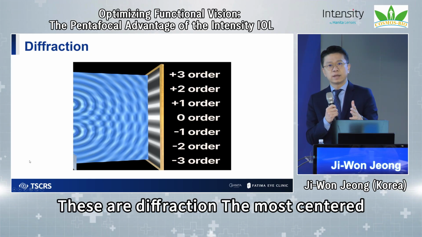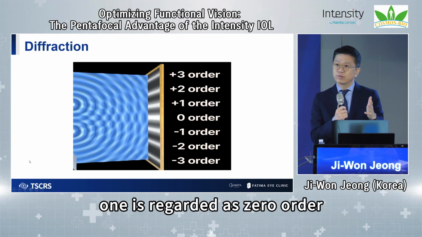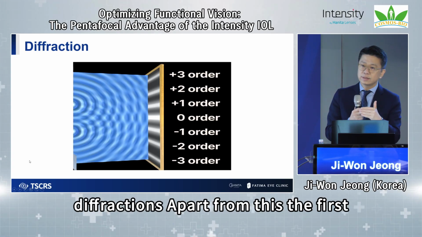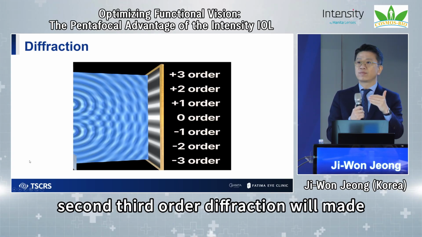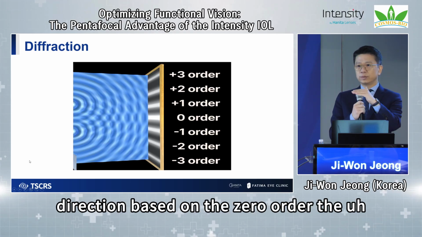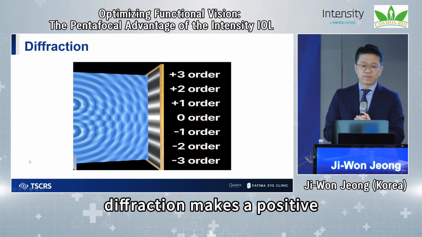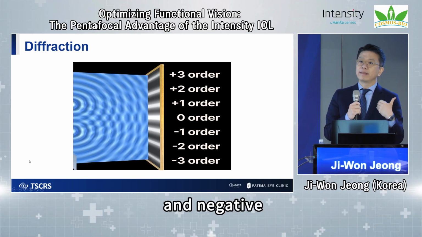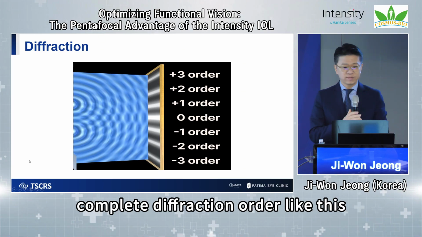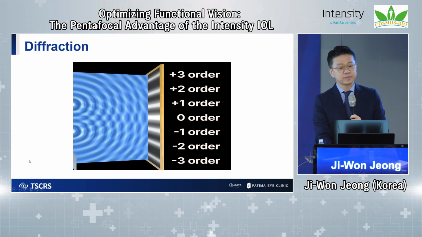These are diffractions. The most centered one is regarded as the zero-order diffraction. Apart from this, first, second, third order diffraction will be made like this. And according to the phase direction based on the zero order, the diffraction makes positive and negative directions. And finally, we get the complete diffraction order like this.